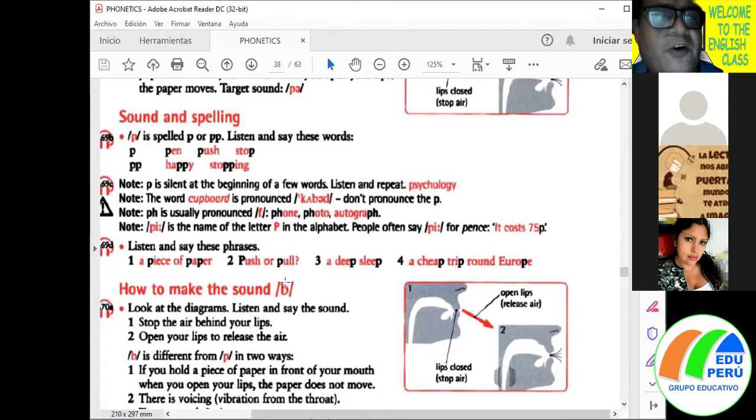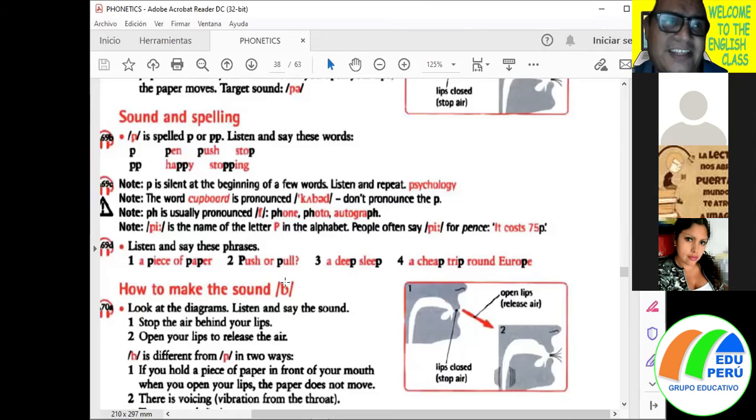F: phone, photo, autograph. And the last note says P is the name of the letter in the alphabet. Remember, this is the alphabet in the spelling. Remember that we have seen another alphabet that we use to pronounce, to say words. It's different, yeah?